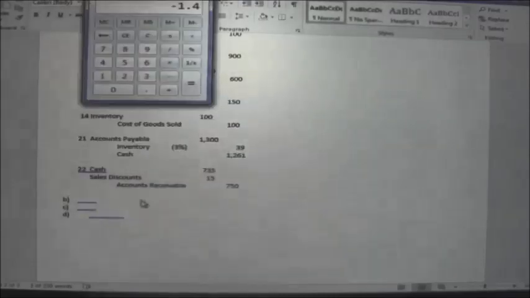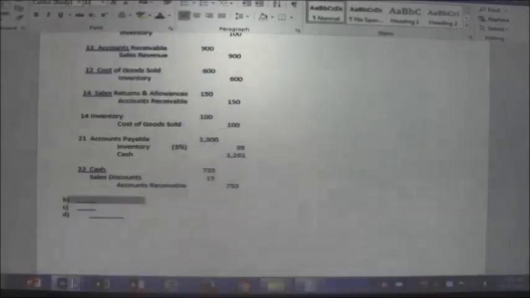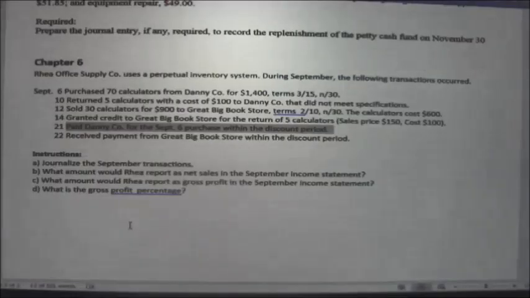So, the last three questions ask us: what amount would RIA report as net sales in the September income statement? What amount would RIA report as gross profit? And what is the gross profit percentage? What's the formula for gross profit percentage? Net sales divided by gross profit. Not quite. Gross profit divided by net sales. Gross profit divided by net sales. Okay? Multiply by 100 to get the percentage.